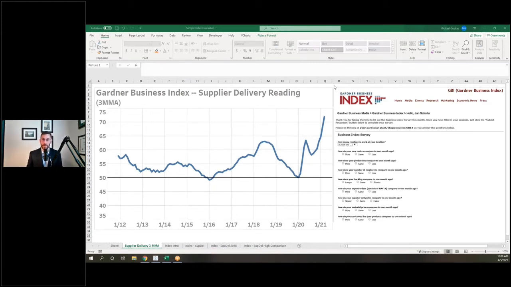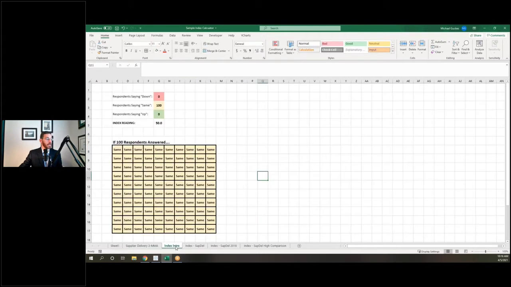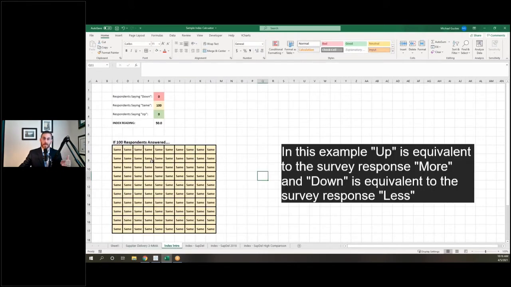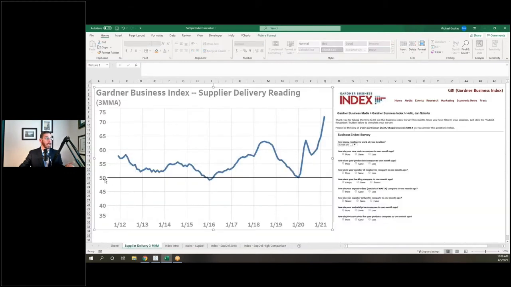And the question that I want to answer is, well, what do these things mean? How do I compare these two? And I have it here in my sample. If every respondent to the Gardner Business Index were to say the conditions are the same between this month and the month prior, you will end up with a reading of 50. And that's why on many of our charts, you will see I have bolded a line at 50. So this is the point at which our responses either point to an expanding industry or a contracting industry.